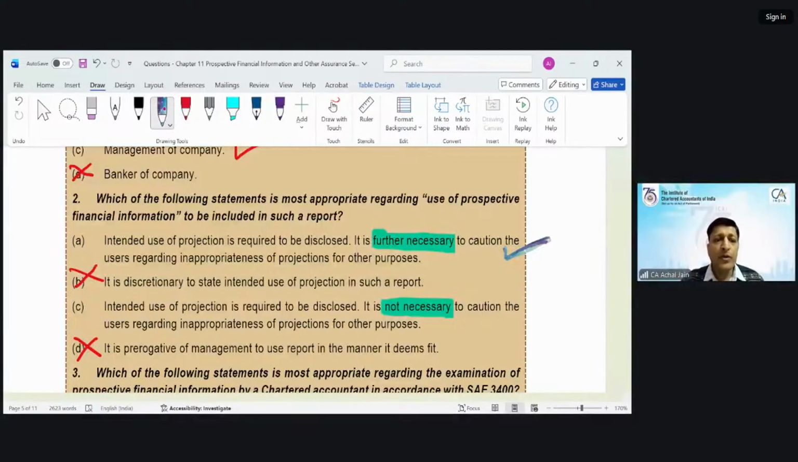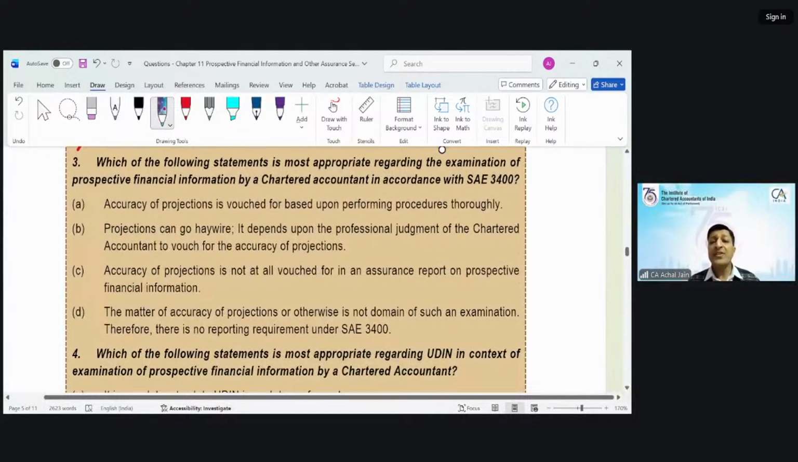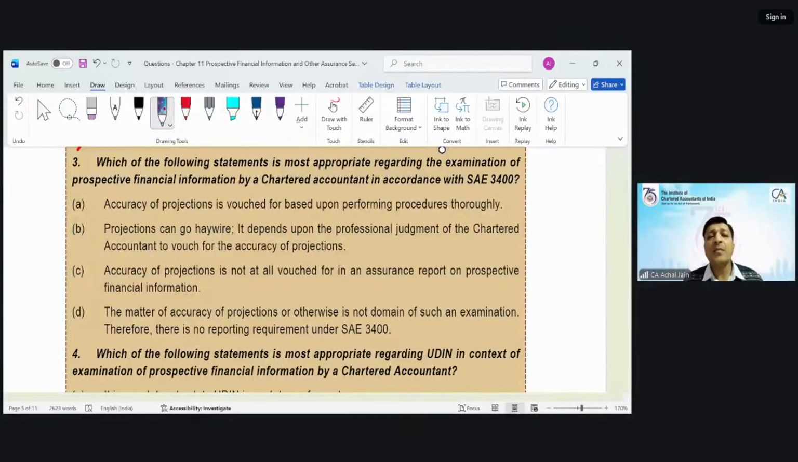Now moving on to the third one. Which of the following statements is the most appropriate regarding examination of prospective financial information by a chartered accountant? A, accuracy of projections is vouched for based upon performing procedures thoroughly. B, projections can go haywire. It depends upon the professional judgment of the chartered accountant to vouch for accuracy of projections. C, accuracy of projections is not at all vouched for in an assurance report on prospective financial information. D, the matter of accuracy of projections or otherwise is not the domain of such an examination. Therefore, there is no reporting requirement under SA 3400.